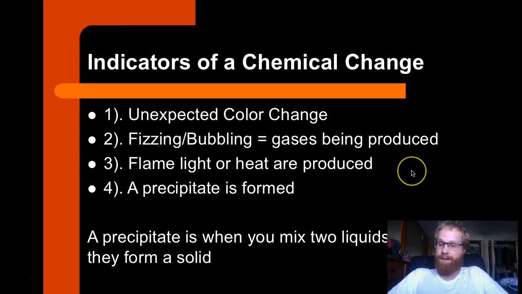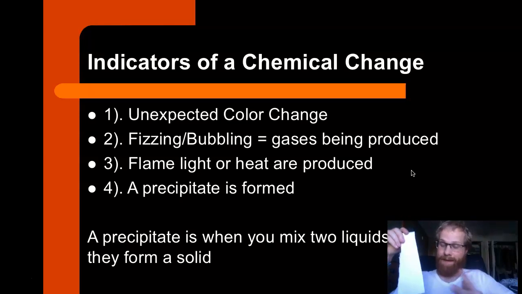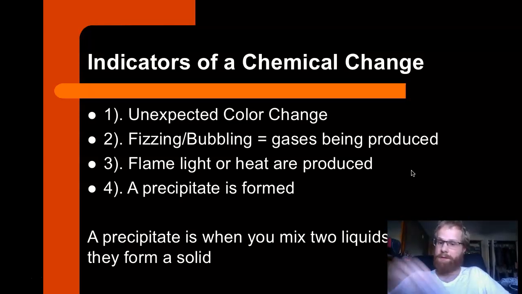Anytime we burn something and flame, light, and heat are produced, that's another indicator of a chemical change. If I was to burn this paper, fire, light, heat would come off of the paper, and that would let us know that a chemical change was happening. The last one is called a precipitate. I'll show you guys an example of a precipitate a little bit later on, but precipitates are basically when you mix 2 liquids together and make a solid.